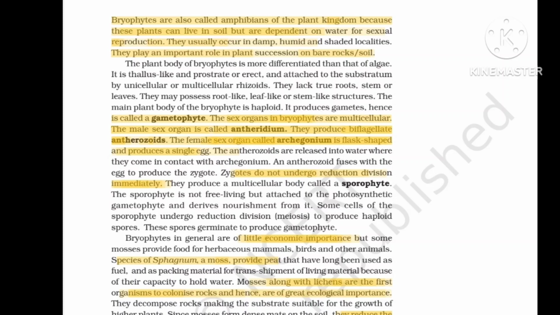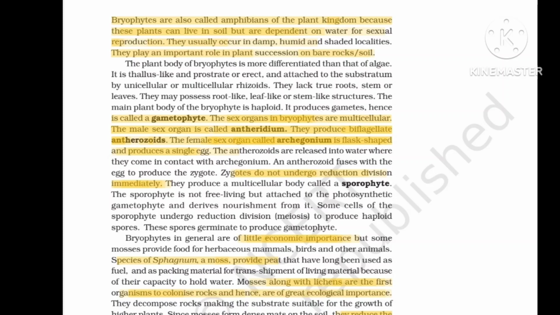The main plant body of the bryophytes is haploid and it produces gametes, so it is called the gametophyte. The sex organs in bryophytes are multicellular and are of two types: the male, called antheridium, and the female sex organ, called archegonium. The archegonium is flask-shaped and produces a single egg. Then we talk about the zygote, which does not undergo reduction division immediately.